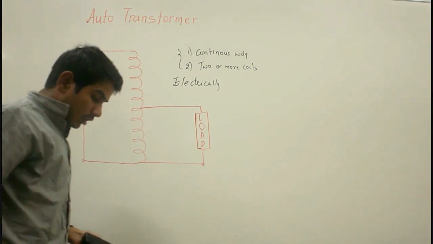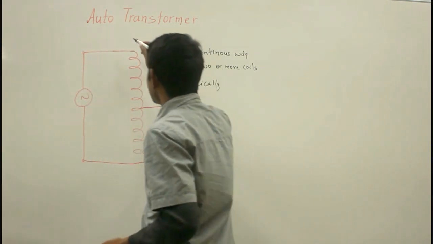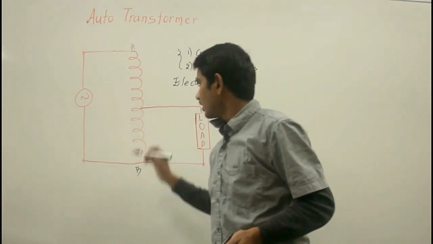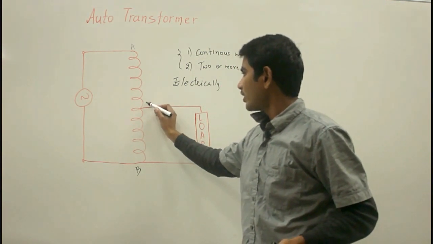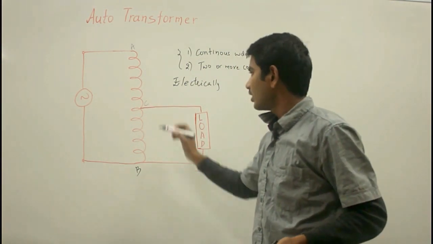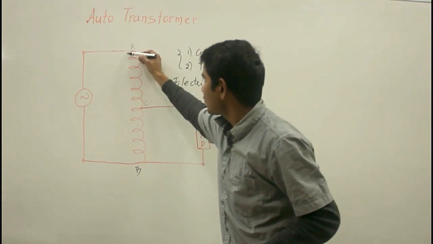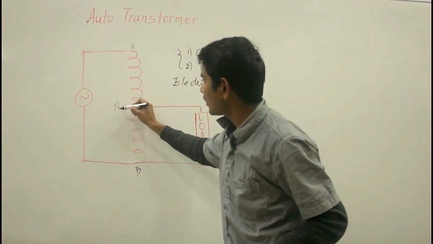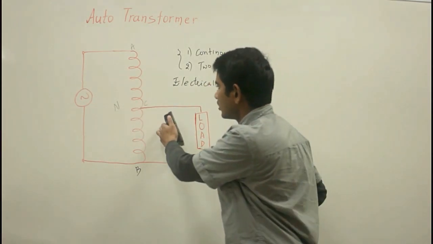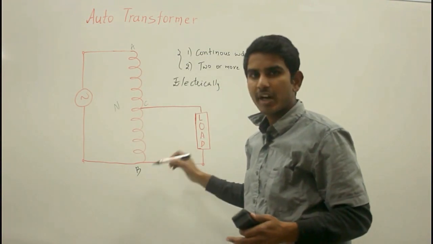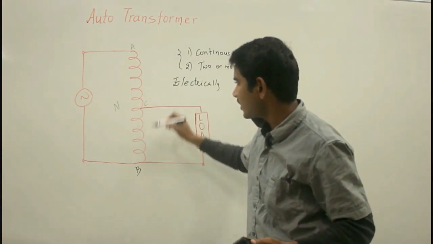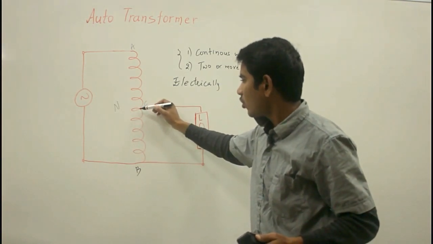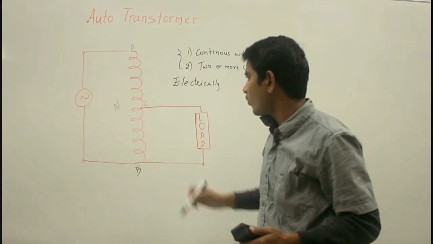Now say here I have a point A and this is B, and I take a tapping from point C of this continuous winding. If I represent the winding AB section as N turns, then AB represents my primary winding and the section BC is my secondary winding. So this winding is shared as a common winding by both the primary and secondary windings.